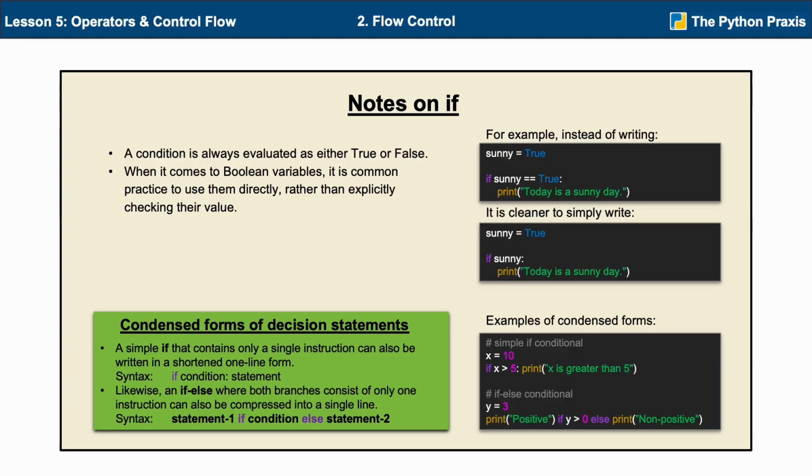Let's see also two examples of condensed forms. In a simple if conditional, instead of writing a whole block, you can do if x is greater than 5, colon, print x is greater than 5, all in one line. Or even shorter with an if-else conditional. You can write all in one line the following: print positive if y is greater than 0, else print non-positive. This way of writing code is not always recommended for beginners, but it is good to know because you will see it in real-world code.